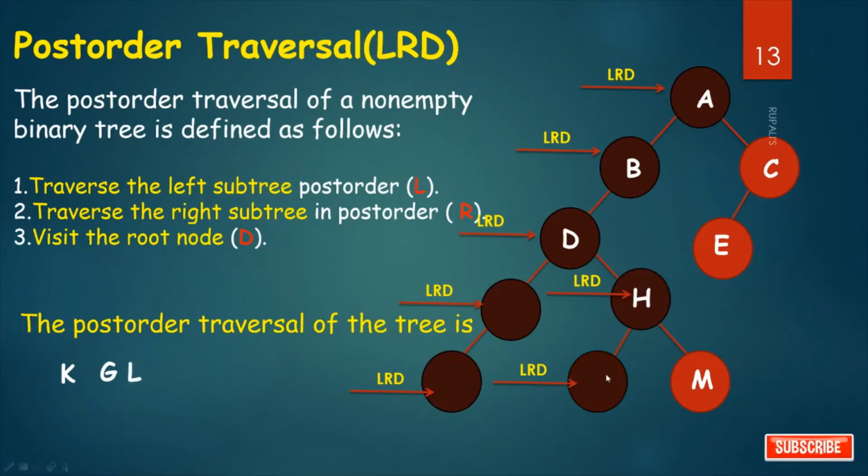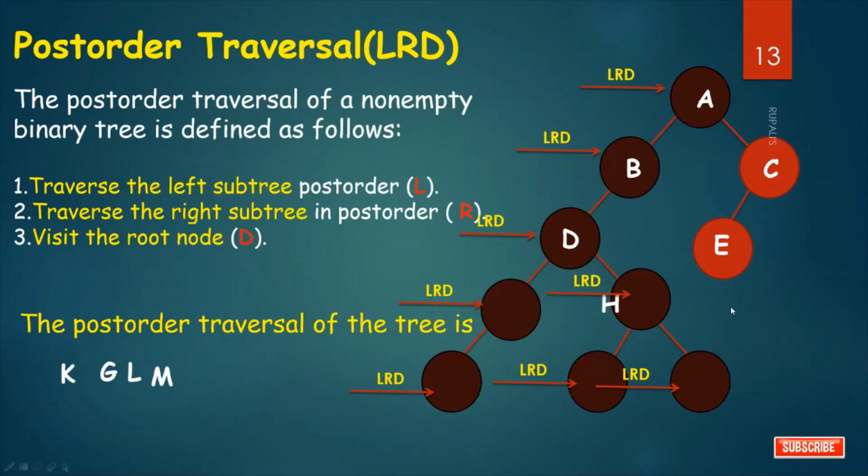For this node, L completed, R visit right child. There is one right child. So again we apply LRD here. L means visit left child. No left child is there for M. No right child is there for M. So print the node. Print M. For each node, L and R both are completed. So D print the node. So print the node. For this node D, L and R both are completed. So D print the node. For this node, L completed, no right child is there, so print the node.